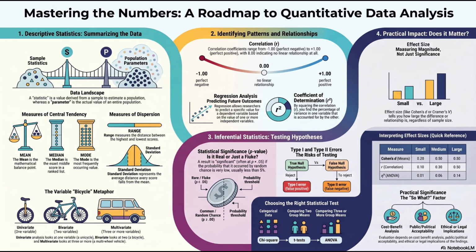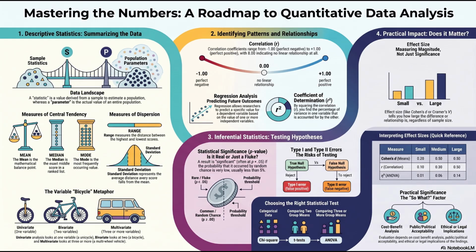But knowing the middle is really only half the story, isn't it? You also need to know how spread out the data is, the dispersion. Oh, absolutely. Because think about it. If everyone in a class scored exactly a 75 on a test, the mean is 75. But if half the class got 100 and the other half got a 50, the mean is still 75. But the reality of that classroom is vastly different. Yeah, it's a completely different teaching challenge.